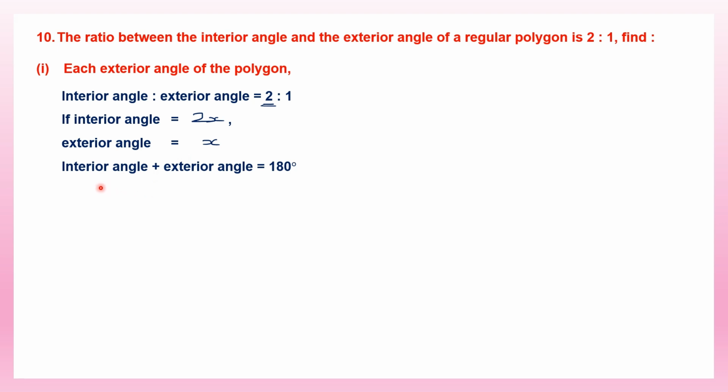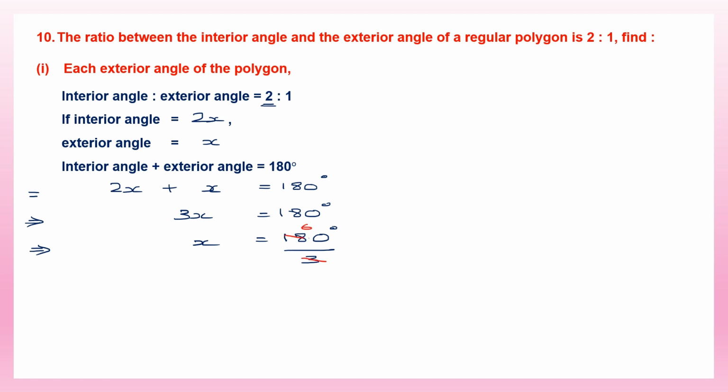Now we can use this formula. Interior angle plus exterior angle equals 180. And how much is interior angle? 2x and the exterior angle x, and both these should be equal to 180 degrees. So 2x plus x is 3x. 3x is 180 degrees. That means x will be equal to 180 degrees divided by 3. And here we can cancel, 3 sixes are 18 and 0, 60. So x is equal to 60 degrees.